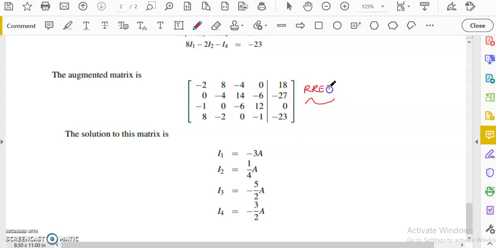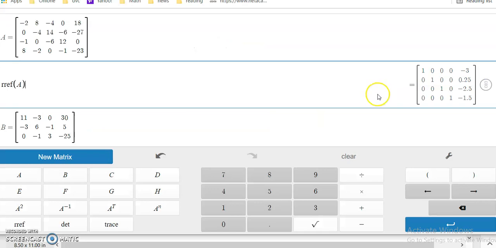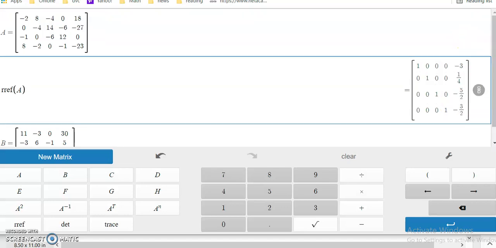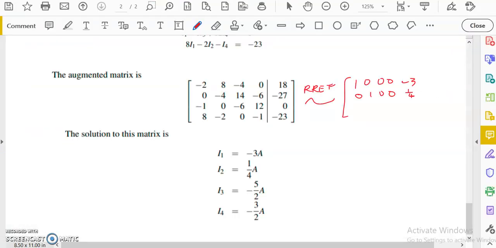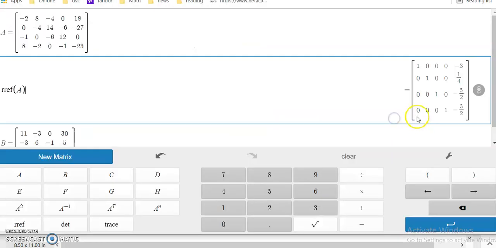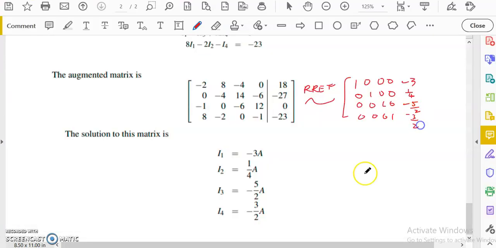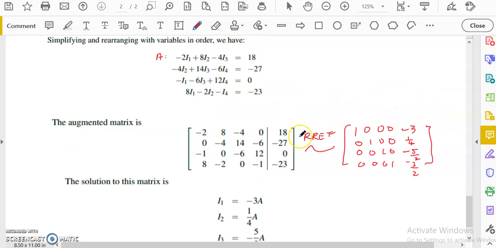Reduced row echelon form using the calculator: 1, 0, 0, 0, -3, then 0, 1, 0, 0, 0.25, which is 1/4. Actually, I should use decimal to fraction conversion. Then 0, 0, 1, 0, -5 over 2, and then 0, 0, 0, 1. That's one solution only. We write each of the unknowns as the current with the units. So that's how you basically solve it.